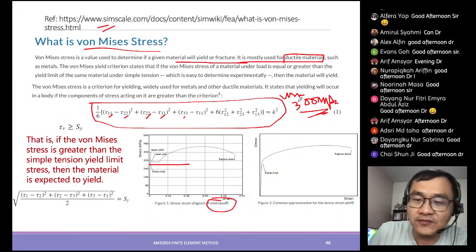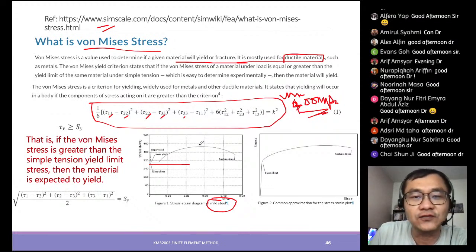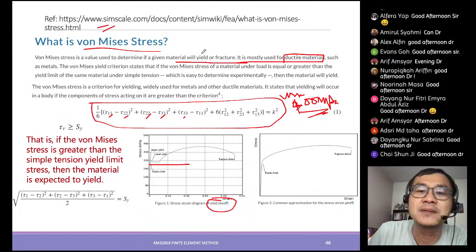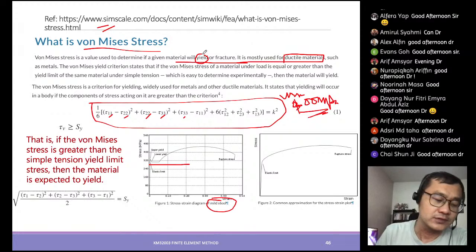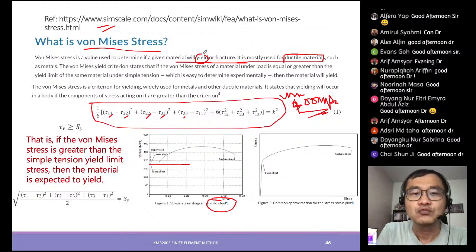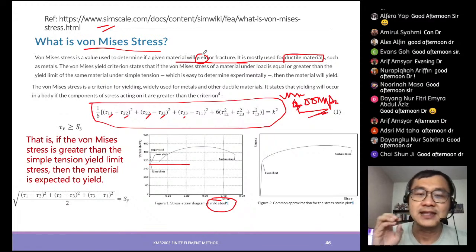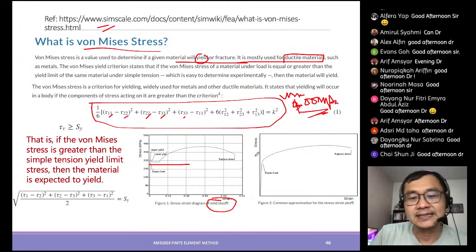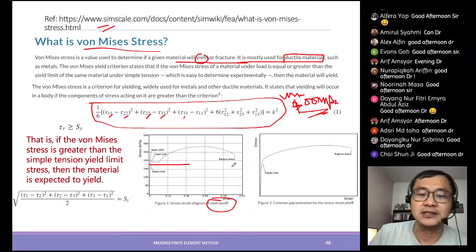If let's say this is 400, meaning you will identify that part will now start to deform, or maybe start to yield, and it will not return to the original form. This is the usefulness of the von Mises stress in the finite element analysis, to identify the locations that actually exceed these characteristics of the material itself.